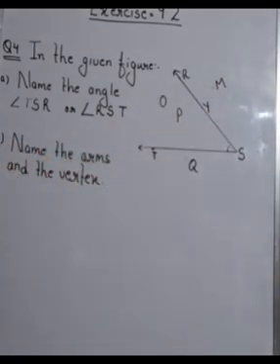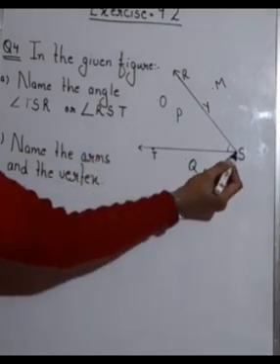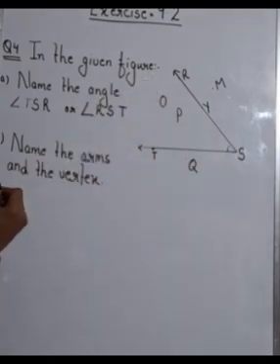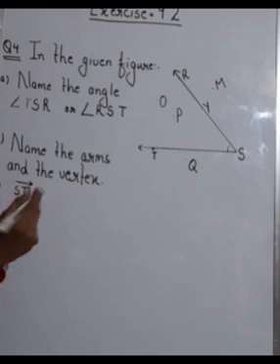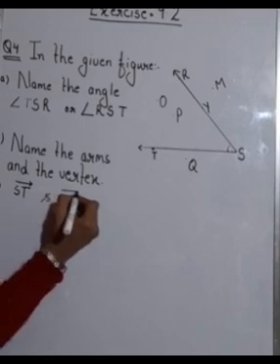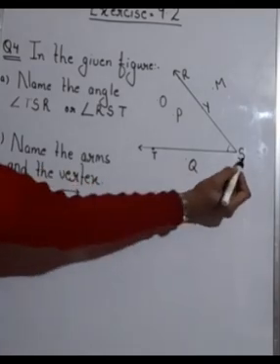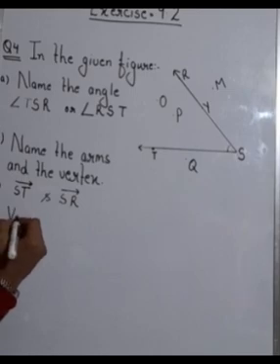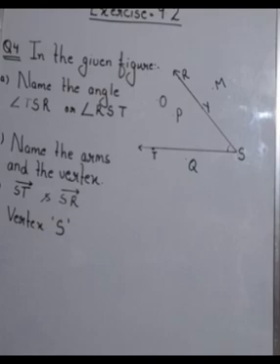Clear? Next they have asked you, name the arms and the vertex. So these two are the arms of the angle, ST and SR. So the two arms will be ST, starting from S going towards T, and SR, starting from S going towards R. Now name the vertex. What is the vertex? I told you, where the angle is forming. So your vertex will be S.